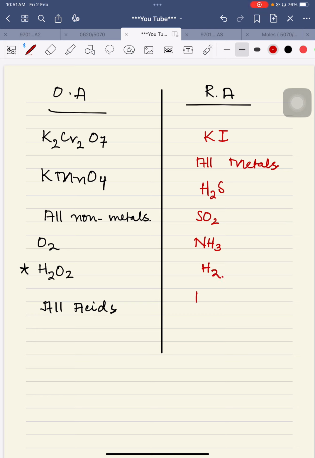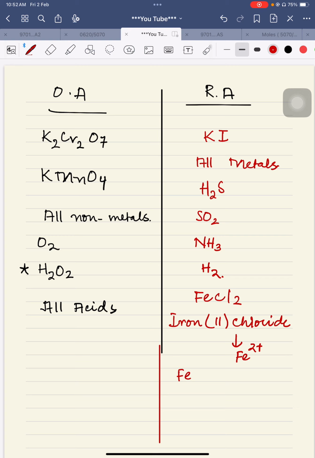And there are some other examples, that is FeCl2, iron chloride, or it is called iron 2 chloride. I mean to say, we are writing this as iron bracket 2 chloride. What is this 2 thingy? This 2 is saying that iron has a charge of +2. Iron has an oxidation state of +2 here. There is another, and that is called FeSO4. This is also called iron 2 sulfate. Iron 2 sulfate means iron has an oxidation state of 2, just like iron 2 chloride.